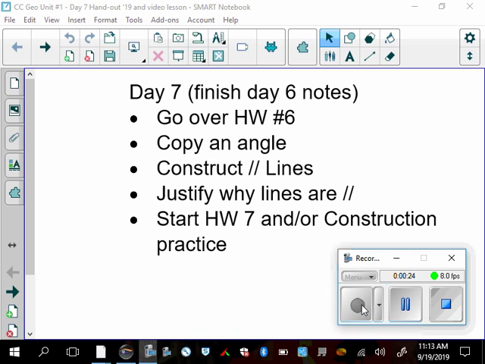But we're going to try and finish the Day 6 notes. You should have gotten a handout from the sub, how to construct an angle, copy an angle, and how to construct parallel lines. And then the biggest thing is how to justify it. There is a homework Day 7 that I want done, and then the construction practice packet you can use will be due the day of the test.